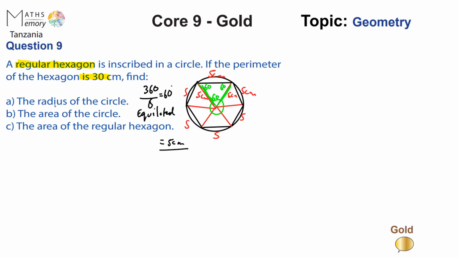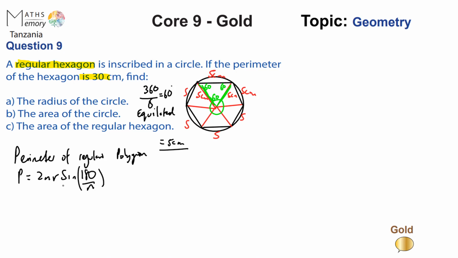Now there's a way in the exam to do it as well. This is the way over here. The perimeter is defined as this, the perimeter of a regular polygon. So this is P equals 2nr sine 180 over n. Let's plug in a few numbers over here.